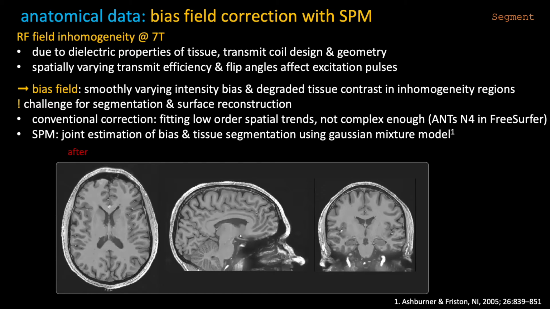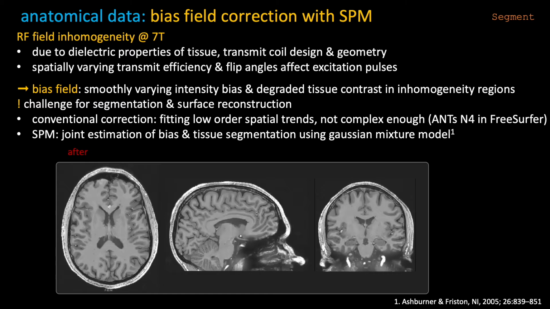And that can be a huge challenge for the segmentation, as you will see in the next few slides, and in consequence for surface reconstruction. Now, the conventional correction approaches, including the one that is used in FreeSurfer, are not really complex enough for these 7 Tesla bias fields. They fit low-order spatial trends, and they're just not enough to deal with these biases.